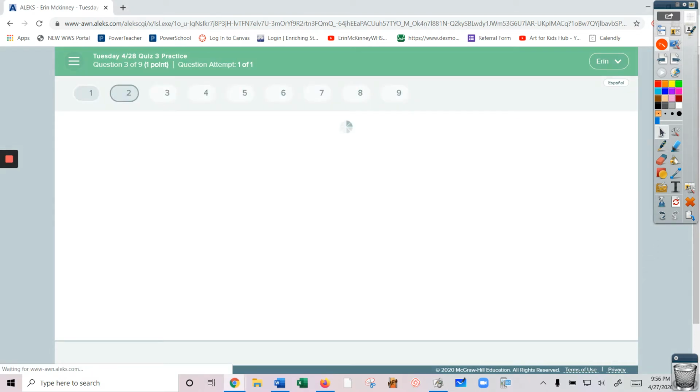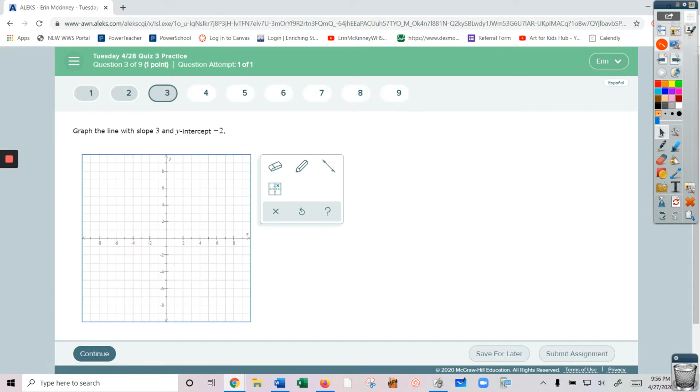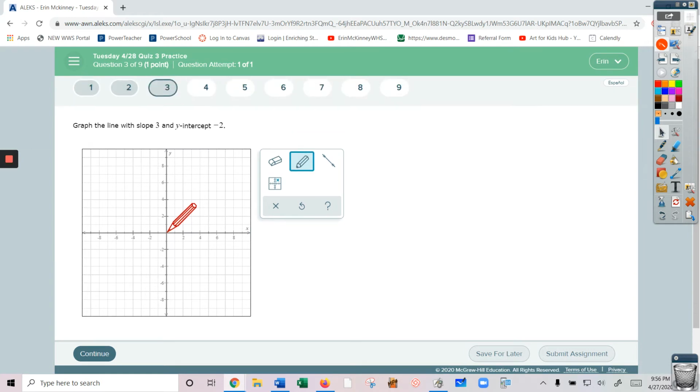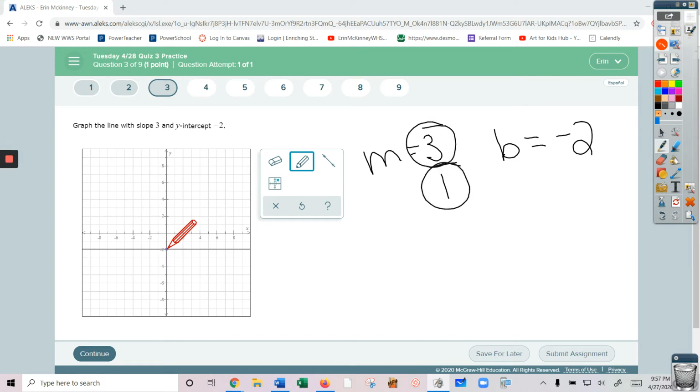Number 3. Okay, number 3 is asking you to graph a line given this information. So it tells us that we have a slope or an m of 3, and a y-intercept or a b of negative 2. So slope we always want to be in fraction form. Remember, when we graph, we're going to plot our point, or in this case, y-intercept first. So I want to go on my y-axis and make a point at negative 2. Okay, and then for my slope, I'm going to go up 3, right 1.